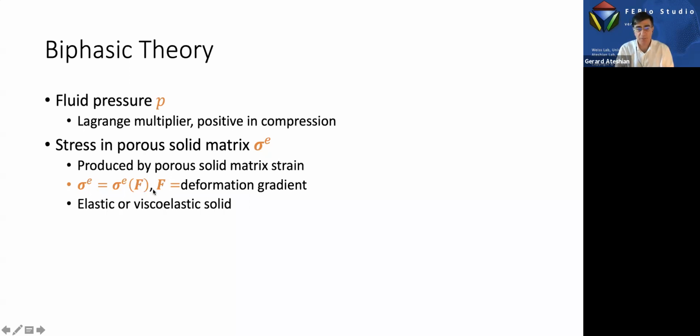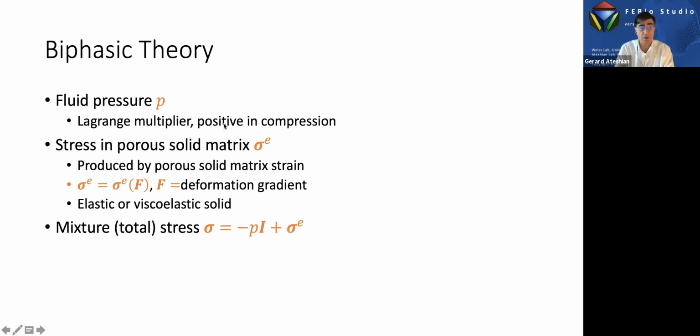can evaluate any measure of strain that we want in the finite deformation regime, and of course in the limit of small strains as well. The total stress in the mixture is also called the mixture stress. It is the sum of the fluid pressure contribution, which is hydrostatic, which is why you have the identity tensor here, and this stress in the solid matrix.